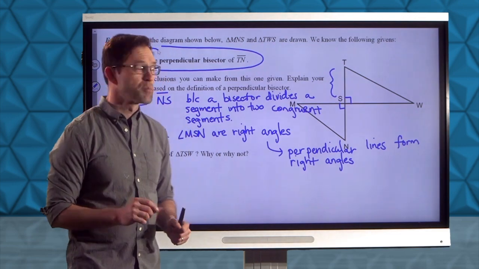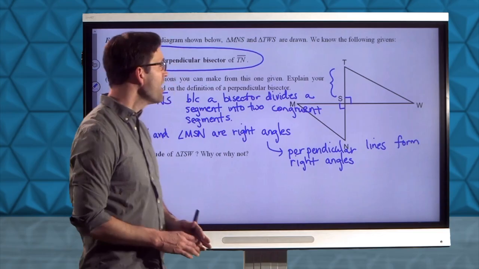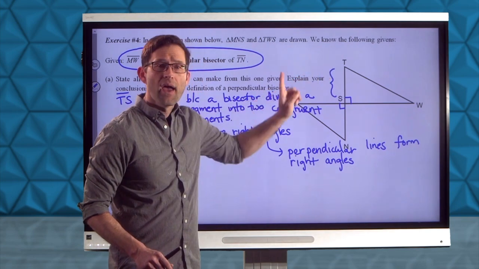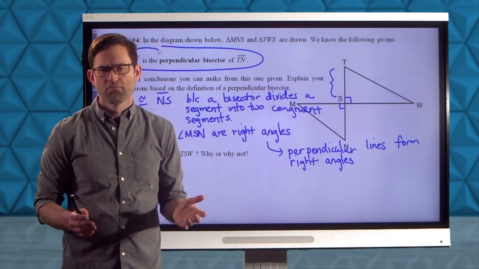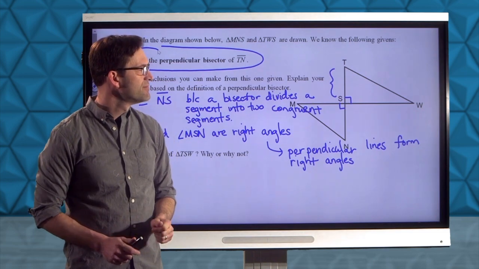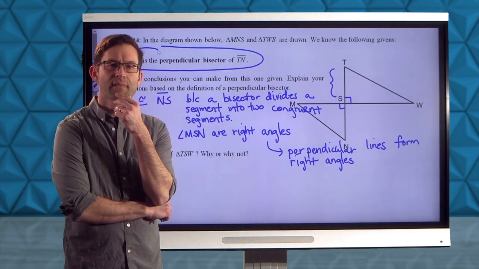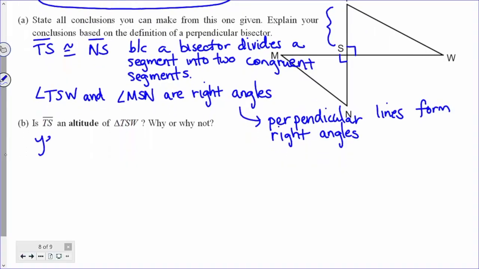Let's look at the last part of this problem. In letter B, it says, is TS an altitude of triangle TSW? Why or why not? So is segment TS an altitude of triangle TSW? Think about this for a moment. Yes, no, and why? Well, I'm hoping that you said yes. Why? Because it is a line segment.